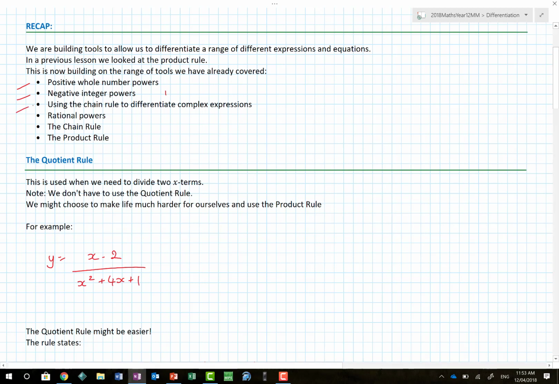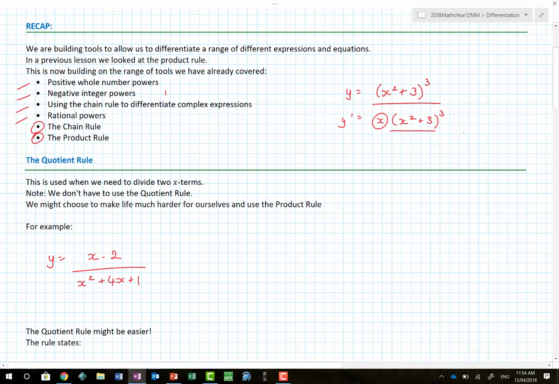You can guarantee there is a chain rule question somewhere in the exam. Rational powers absolutely will happen somewhere in the exam. And chain rule and product rule, totally and utterly yes. Remember, the chain rule was dealing with questions where you had x squared plus 3 to the power of 3. One x term, that bracket signified keeping it together, to the power of 3. That's when we would use the chain rule. The product rule was when we had two x terms multiplied together. So you can see here an x term multiplied by an x term.